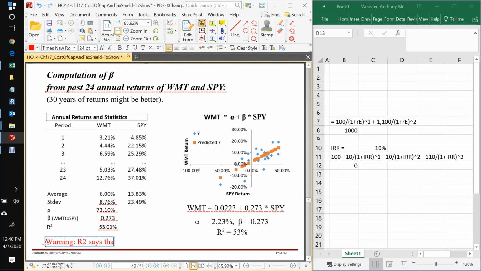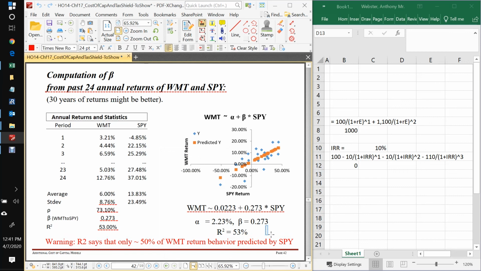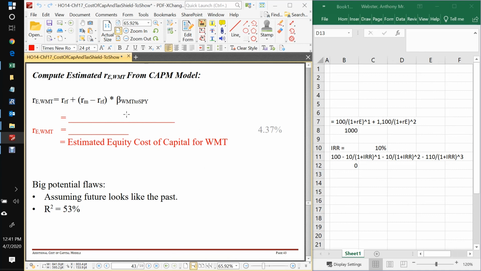R-squared says that only about 50% of WMT return behavior is predicted by the behavior of the SPY returns. So that's maybe not so good. It would be nice to have something higher than that. But now we have all the inputs that we need, so that's great.